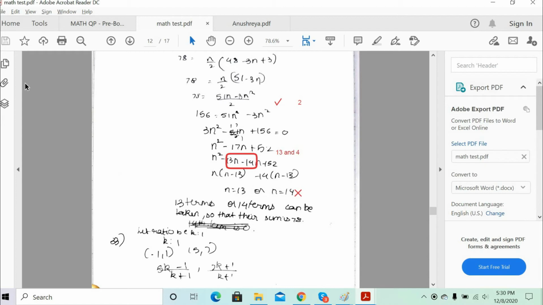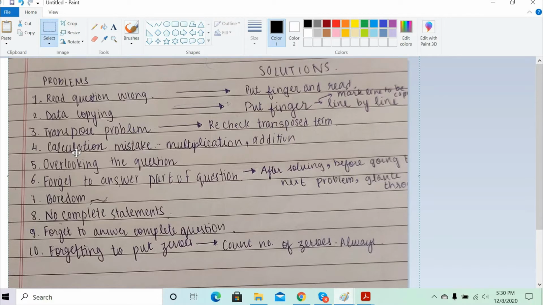Okay, so now let's go to the next kind of silly mistakes which people generally make: a calculation mistake is done. How to avoid a calculation mistake? You just have to redo the calculation again. When you do the reverse process, you have to avoid that.